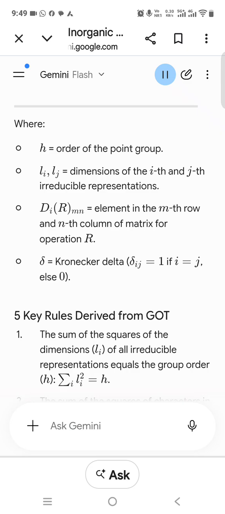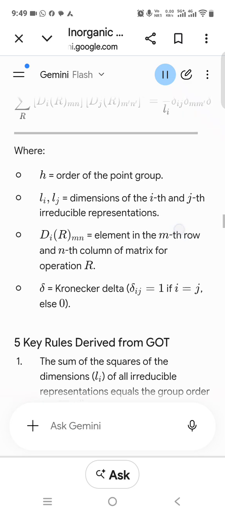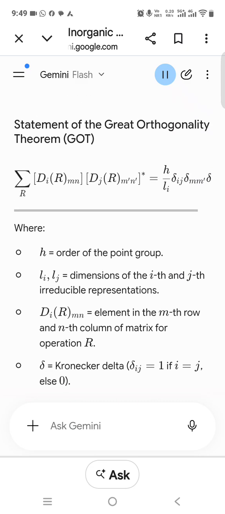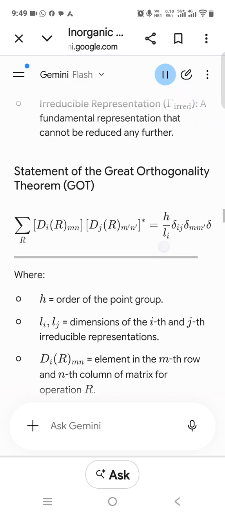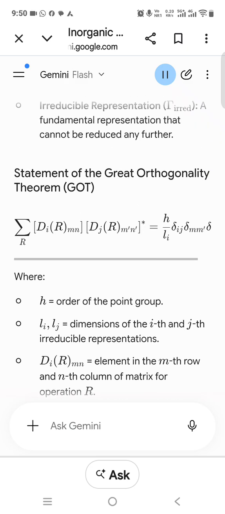2. Fundamental group theory rules. A mathematical group G is a set of elements together with an operation that satisfies 4 essential criteria. Closure: if A in G and B in G, then A·B equals C in G. Associativity: A·(B·C) equals (A·B)·C.